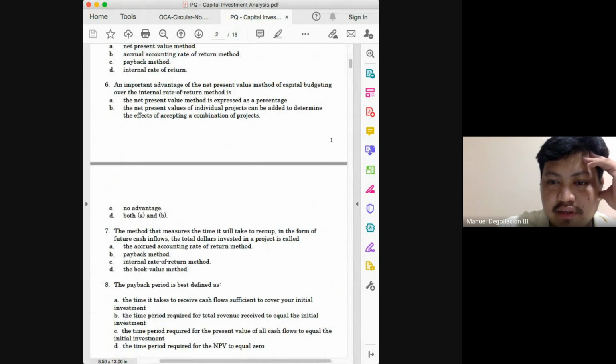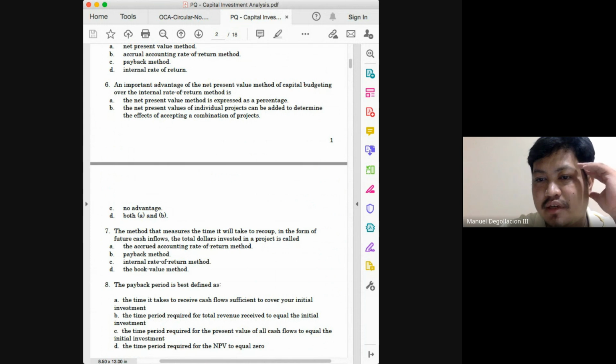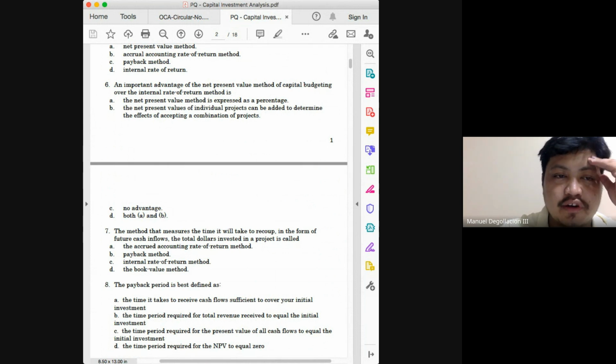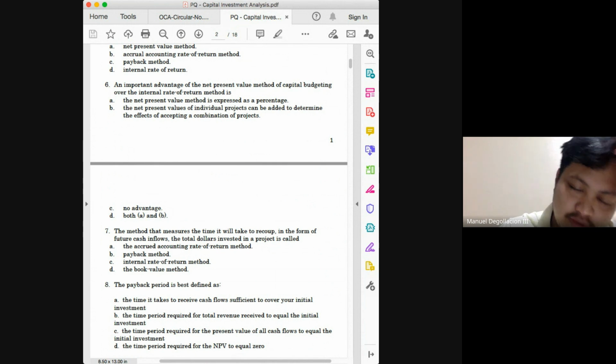Next, an important advantage of the net present value method of capital budgeting over the internal rate of return method. So you'll notice in the handout that many questions would involve a comparison of the various investment analysis methods. This question is an example of a question asking you to compare, in this case, the net present value and the internal rate of return.